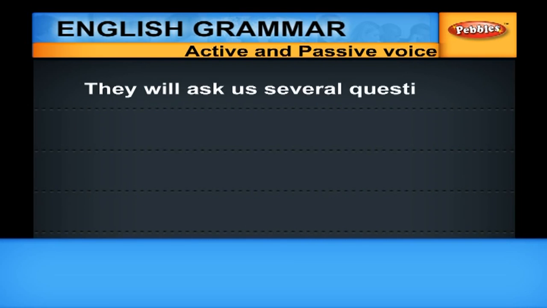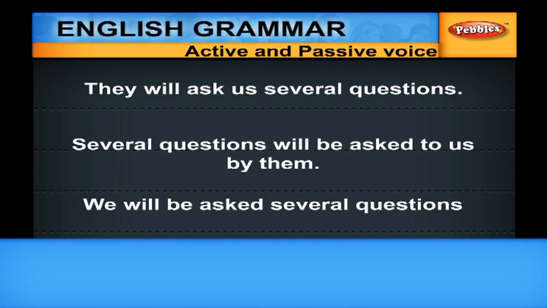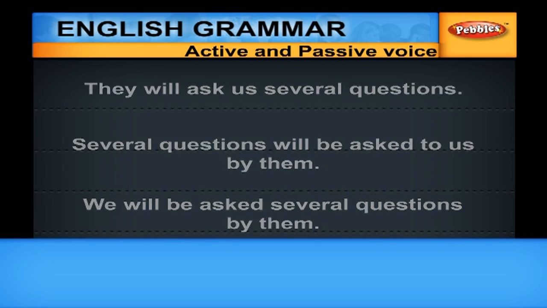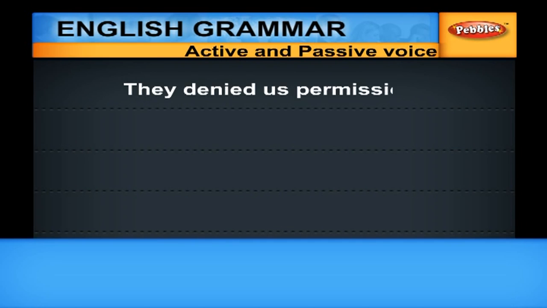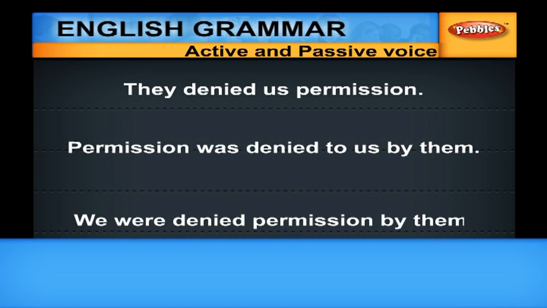They will ask us several questions. The answer will be, several questions will be asked to us by them. We can also say, we will be asked several questions by them. They denied us permission. Here, you have two objects and you can construct two passive sentences. 1. Permission was denied to us by them. 2. We were denied permission by them.